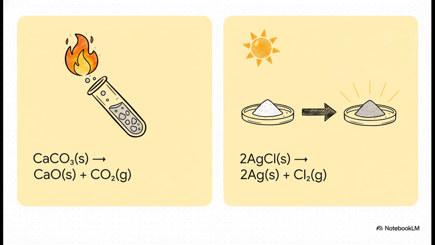For thermal decomposition, we have limestone being heated. For photolytic decomposition, we have silver chloride. An important observation to remember here is that the white silver chloride turns gray when you keep it in sunlight. This reaction is actually used in black and white photography.